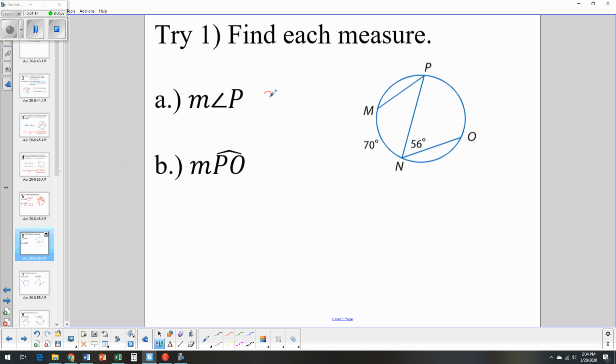All right, if you're done, angle P is 35 degrees, and arc PO is 112 degrees.